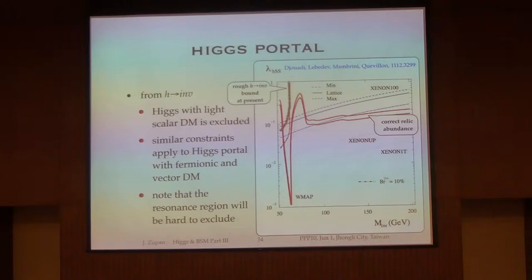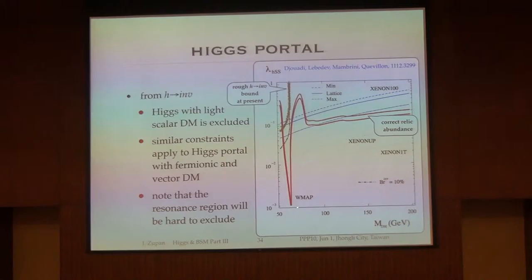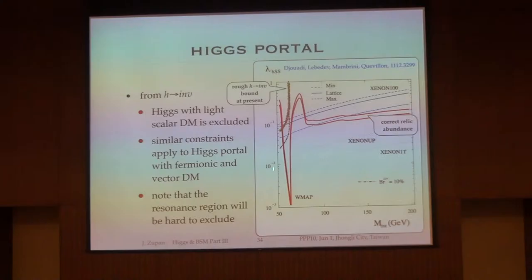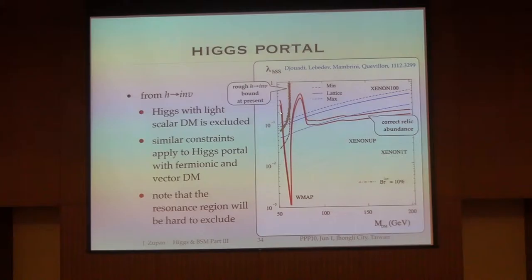Now, as I said, one coupling governs both the relic abundance, so you need lambda HSS with the value on the y-axis such that you get the right relic abundance as a function of the dark matter mass. For these very low masses, the Higgs can also decay into dark matter, but this is bounded by the branching ratio. So the coupling has to be smaller than this, therefore this part is excluded. You cannot get the right relic abundance because you would have a branching ratio which is too big.